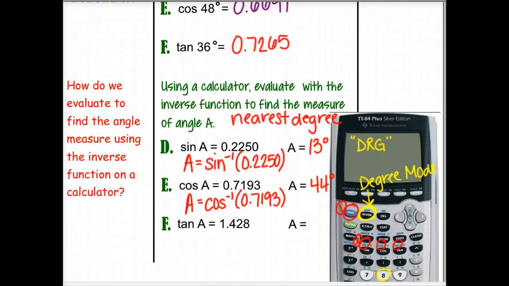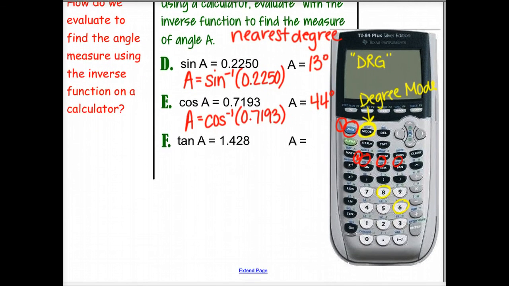Now finally, for the tangent of A equal to 1.428. That means if I want A, I need to take the inverse tangent of 1.428. So the inverse tangent of 1.428 is equal to 54.997, which means 55 degrees. Because we rounded our decimals of what the tangent values are, when you do the inverse, you have to round back to the degree measure.